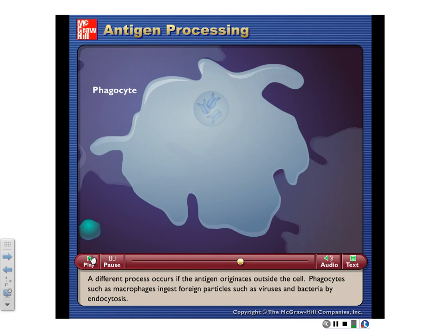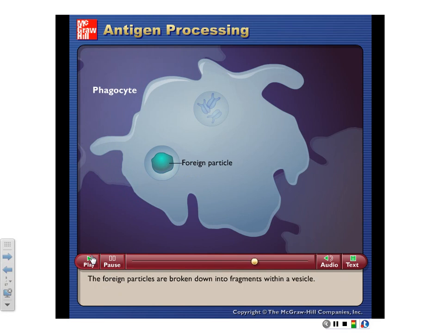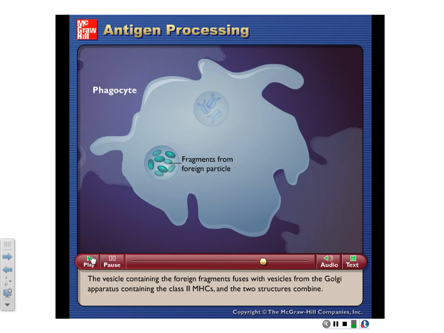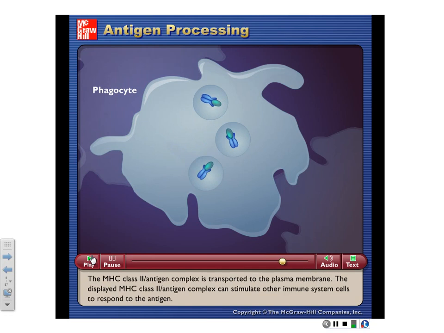Phagocytes, such as macrophages, ingest foreign particles, such as viruses and bacteria, by endocytosis. The foreign particles are broken down into fragments within a vesicle. The vesicle containing the foreign fragments fuses with vesicles from the Golgi apparatus containing the class II MHCs, and the two structures combine. The MHC class II antigen complex is transported to the plasma membrane. The displayed MHC class II antigen complex can stimulate other immune system cells to respond to the antigen.